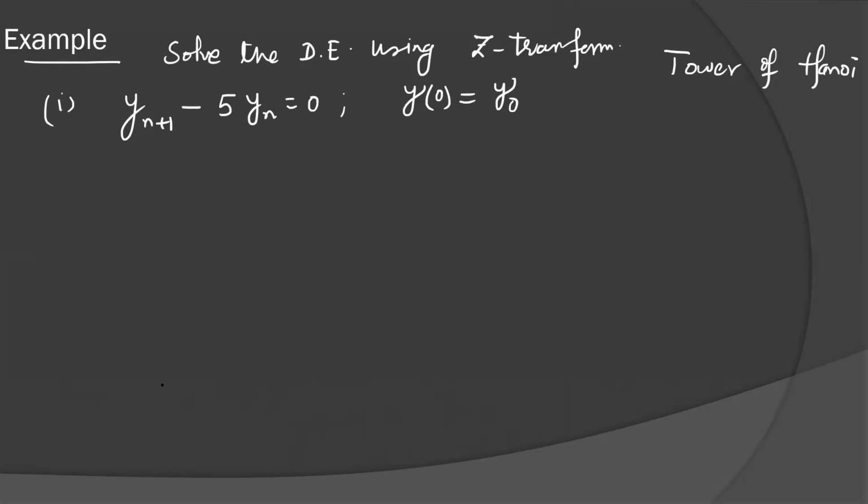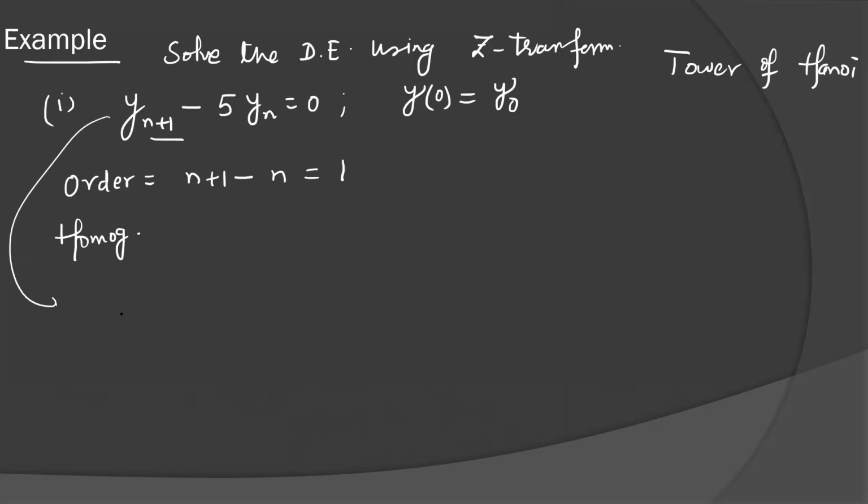This is the difference equation. What is the type of this difference equation? What is the order? The largest argument is n plus 1, the smallest argument is n, so the order is 1. Is it homogeneous or non-homogeneous? It is homogeneous because the f n term is 0 here, meaning no term is present except the y n term.